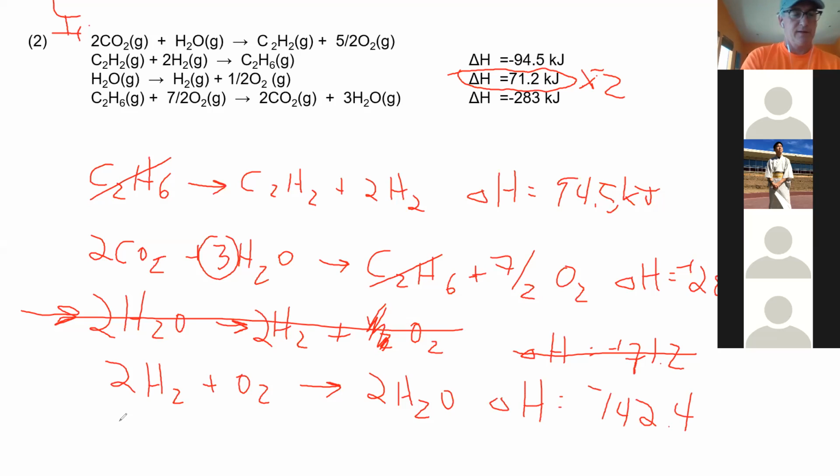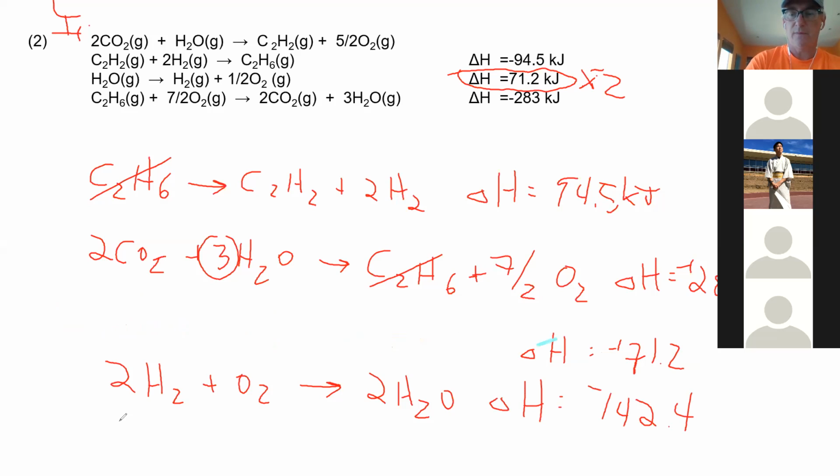Yeah. So just to clean this up a little bit, I'm just going to erase this one. So we just add them together. See if it works out. Okay. So we get rid of our C2H6, so we're good there. What about hydrogen? We've got hydrogen on both sides. Can we eliminate that? Yeah.